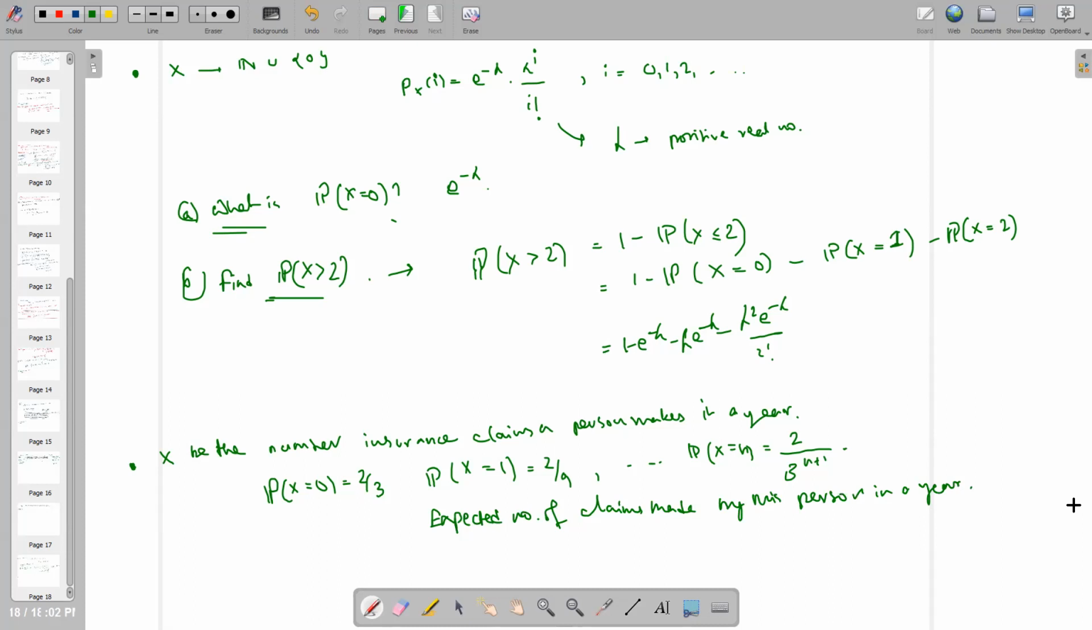Let's end the class here today. Write this down and add it to your homework. There will be 3 problems that I'll start the next class with. A student asks about the last term, which is 2 by 3 to the power n plus 1. The question here is the expected number of claims made by this person in a year.